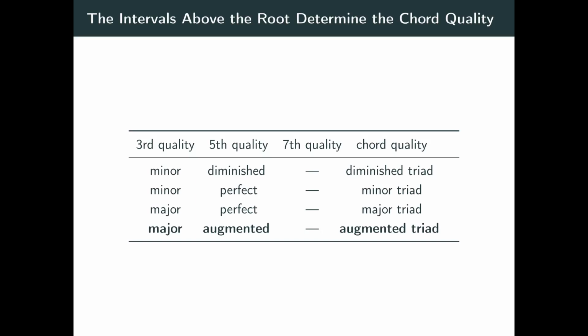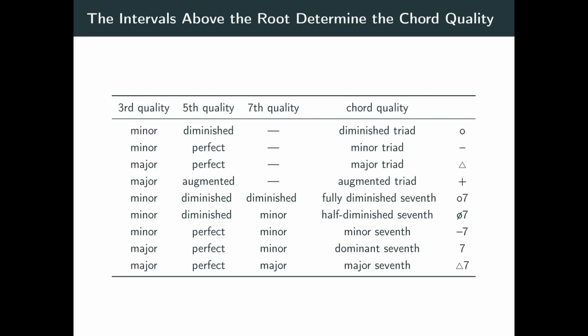So the abbreviated symbols for the four triad qualities are a triangle for major, a dash for minor, a plus for augmented, and a circle for diminished. While there are only really 4 types of triads, there are more different types of seventh chords. So we'll spend a little time working on these as well.